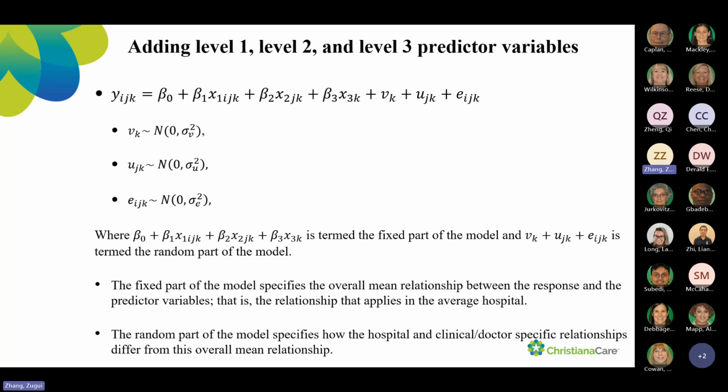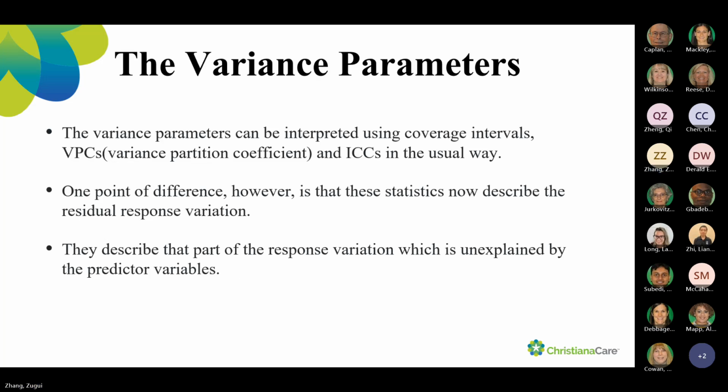So we will add the level 1, level 2, and level 3 predictor variables. After we add level 2 and level 3 predictors into the model, we will look at the variance. In two-level models, we have the first level and the second level variance. And now we have 3 levels. So the variance parameter can be interpreted using the variance partition coefficient.